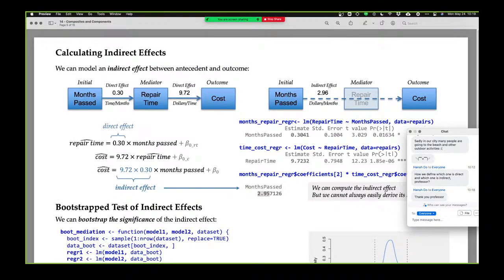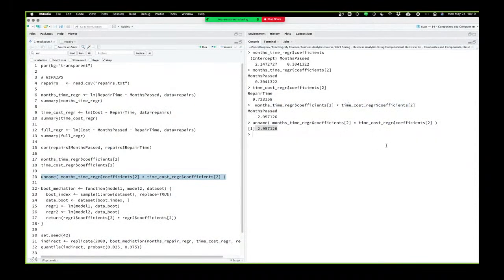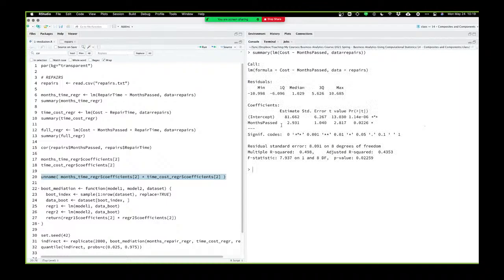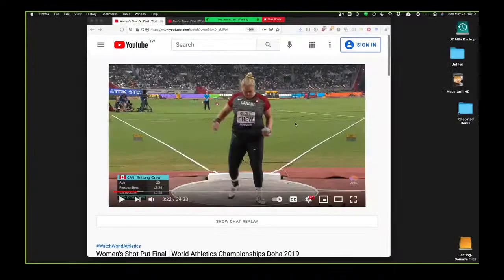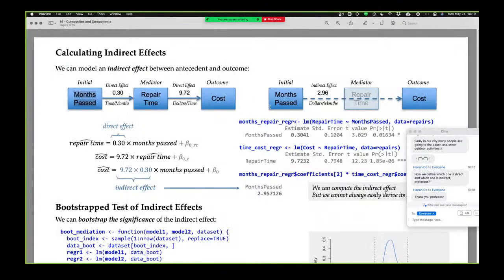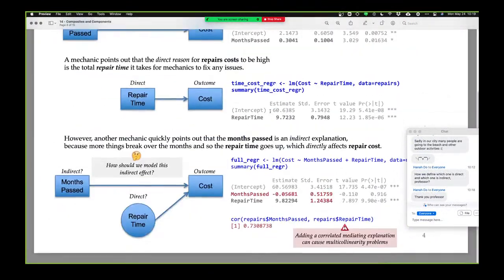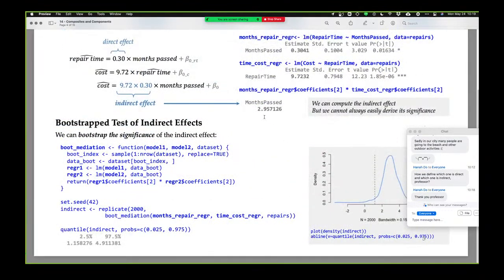Any other questions on indirect effects? Now, to be clear, we could just regress cost over months past directly, right? We could do that regression, and I think I did that sometime before, where we just looked at months past and how it affects cost. We can look at it directly, and we get like 2.93 something. It's not entirely different from what I'm getting here, right?